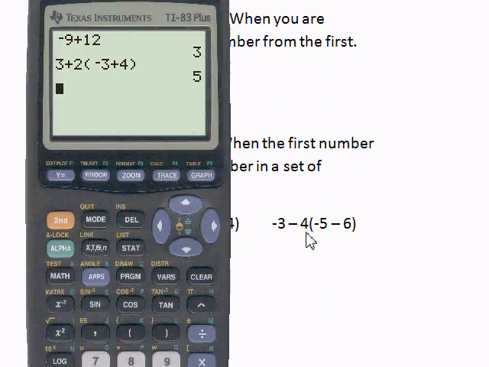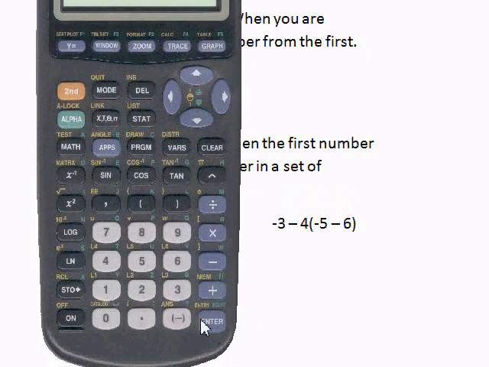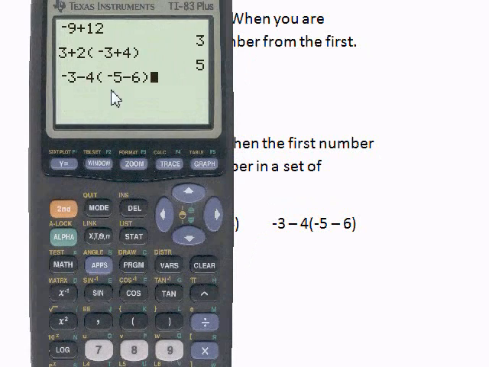For our other example, negative 3 minus 4, negative 5 minus 6. Got to be real careful about typing in all those negative signs. It's negative 3 minus 4, parentheses, negative 5 minus 6. When we press enter, we should get negative 5 minus 6 is negative 11, times negative 4 is positive 44, minus 3 should be 41. When we press enter, we get 41, so the calculator did get the answer typed in correctly.